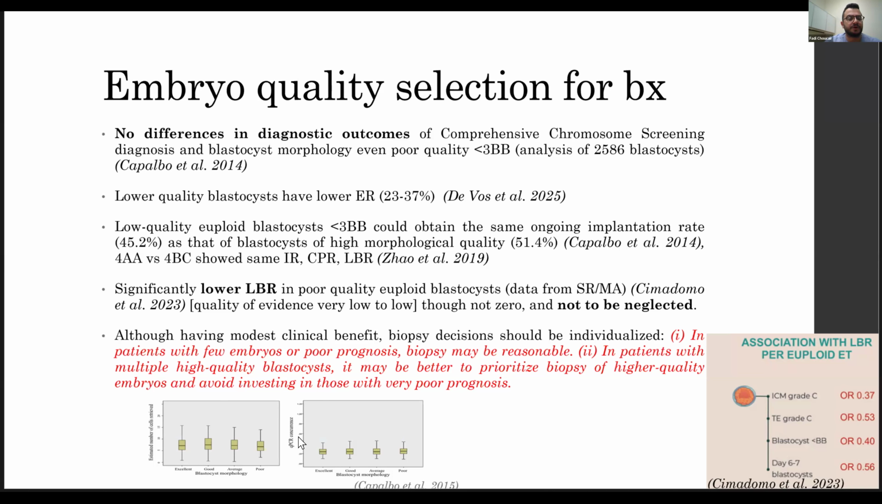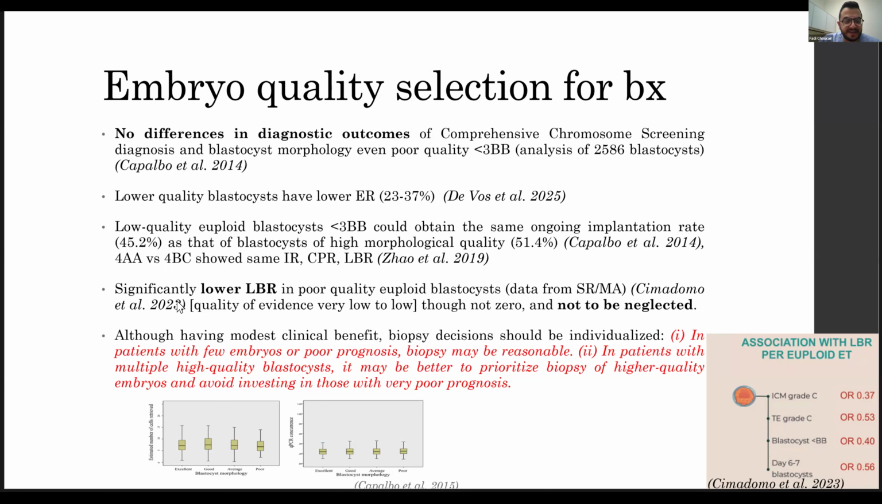Recent data show that lower quality blastocysts have lower euploidy rates, ranging between 23 to 37%, once we control for maternal age. Also, low quality euploid blastocysts, here it's interesting. Data from 2014 and 2019 show low quality blastocysts could obtain the same ongoing implantation rates as that of blastocysts of high morphology. And also here data from an RCT showed that a 4AA has a similar clinical outcome as a 4BC.